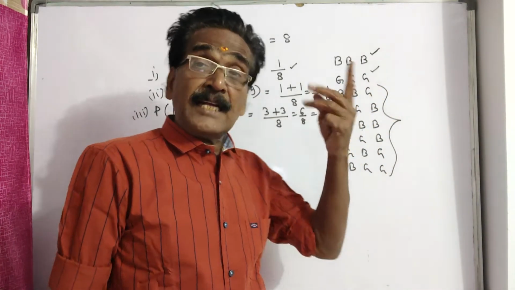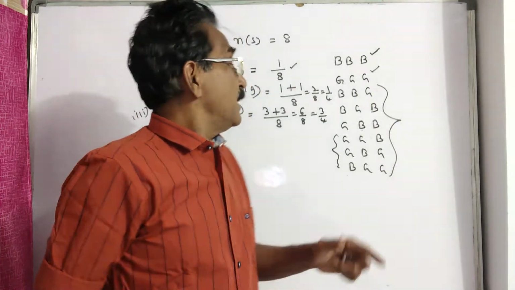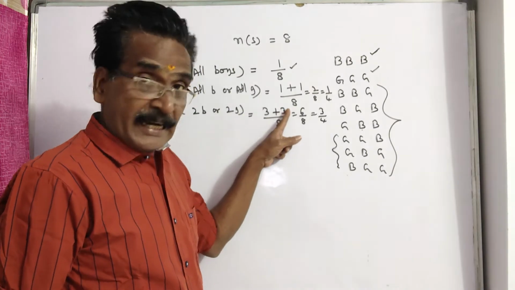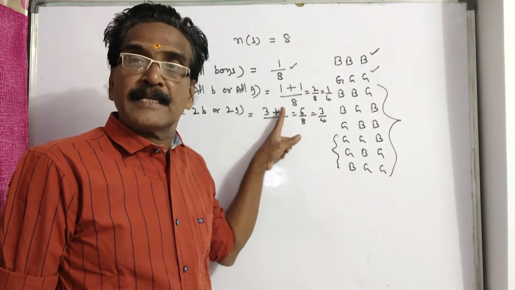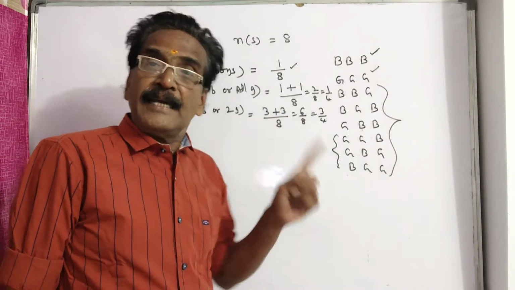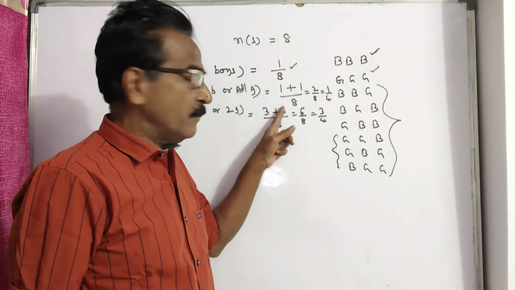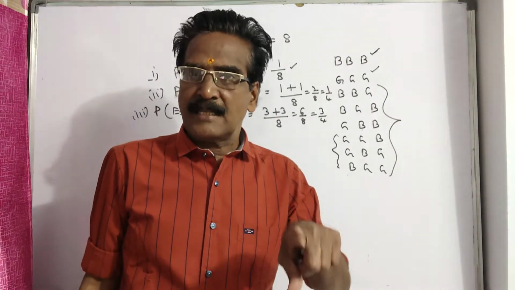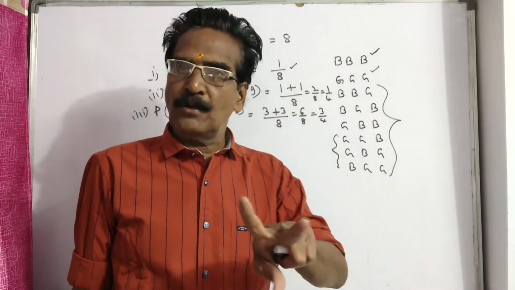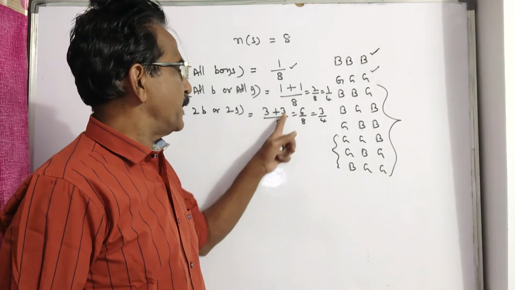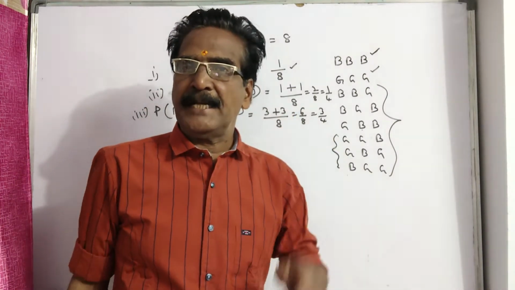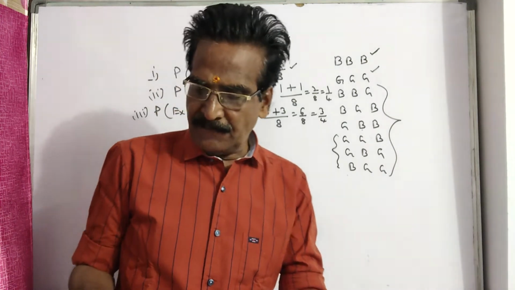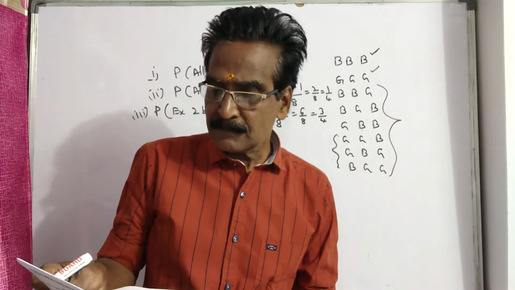So friends, exactly 2 boys, 3 by 8. Exactly 2 girls, also 3 by 8. So we want the probability of exactly 2 boys or 2 girls. So 3 by 8 plus 3 by 8, 6 by 8, that is 3 by 4 is your answer. Okay friends, let us see the next question.